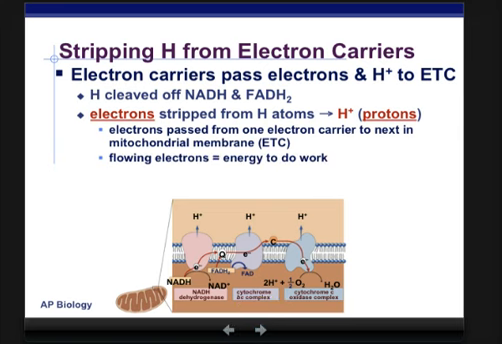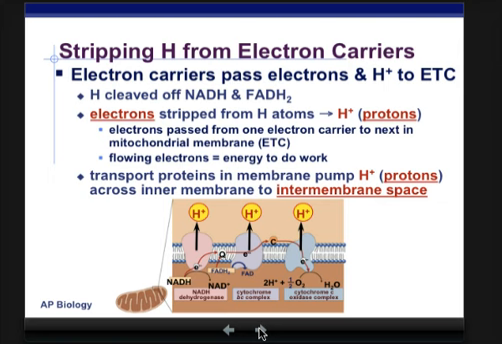These are high energy electrons driving a process, and the whole point is to create a proton gradient. Transport proteins in the membrane pump the protons across the inner membrane to the intermembrane space. So this is what you have to know about the electron transport chain. This is giving you the big picture, so you might want to pause here and jot these down if you didn't print out the PowerPoint ahead of time. But this is the essence of this process.